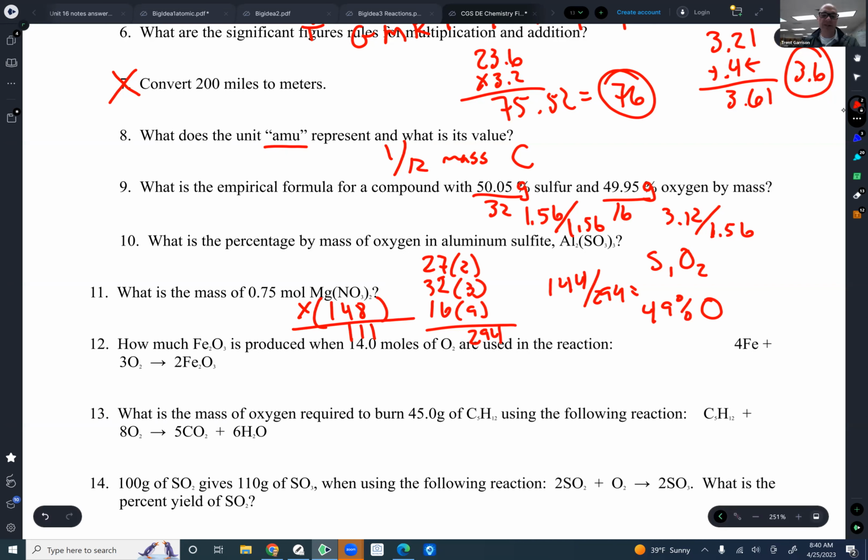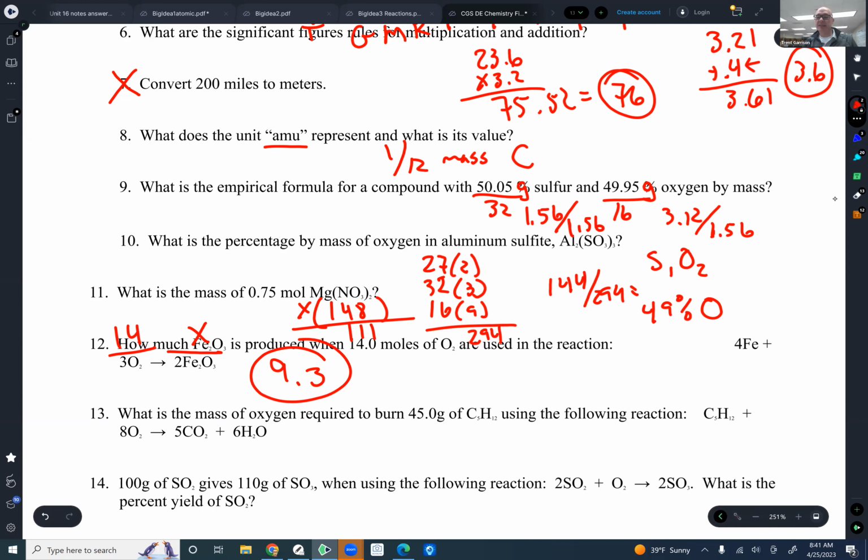All right, now we've got stoichiometry, 14 moles of O2. How many moles of Fe2O3 would be produced? Yeah, so here's our unknown. So we've got 14 divided by 3 times 2. That will give us moles, which is 9.3.